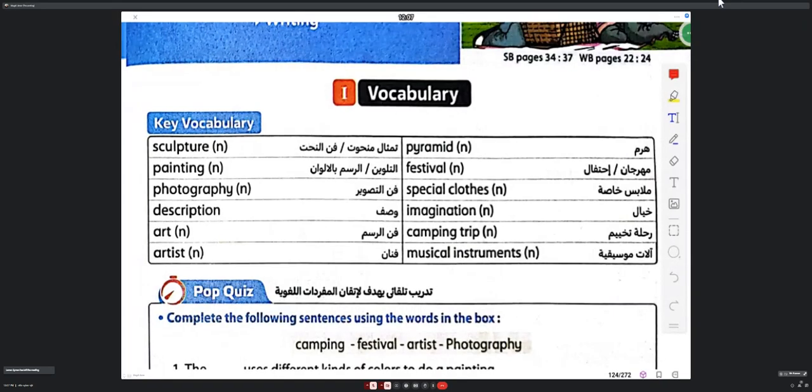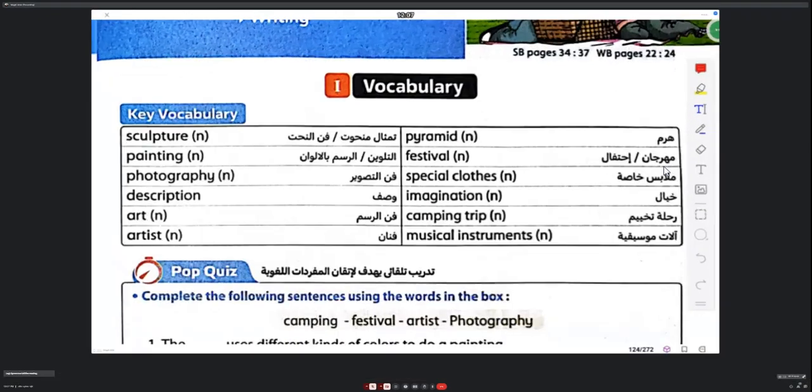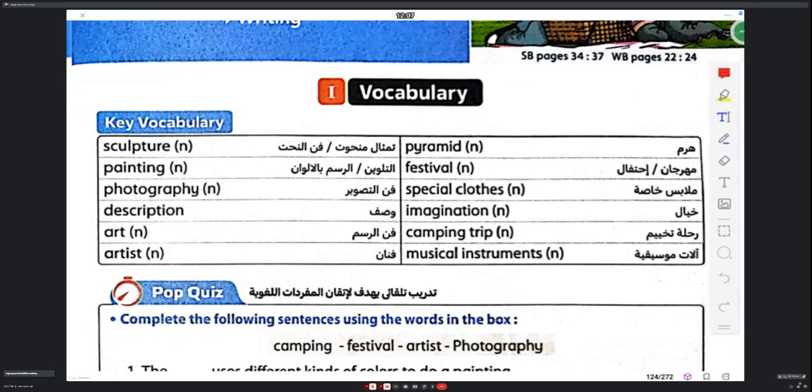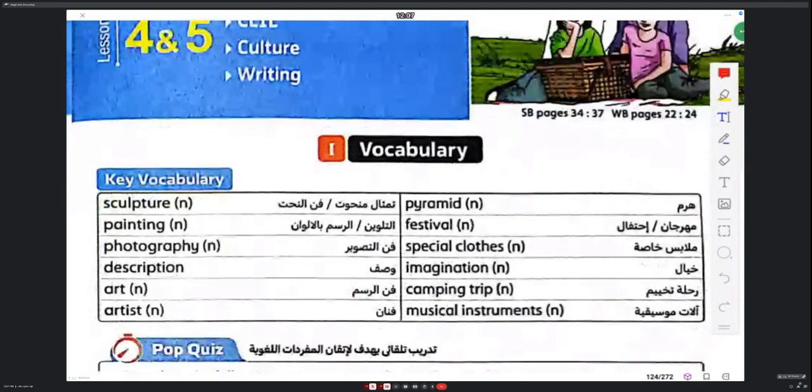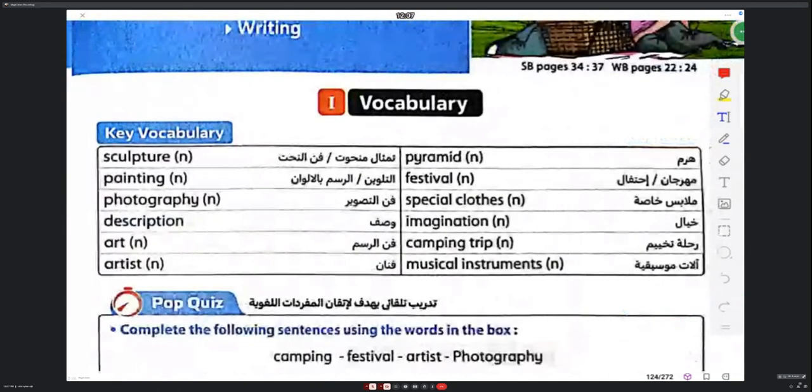Hello Plus, Unit 3, Lesson 5 and 6. Vocabulary. 4 and 5, not 5 and 6. 4 and 5 means 5 and 6.